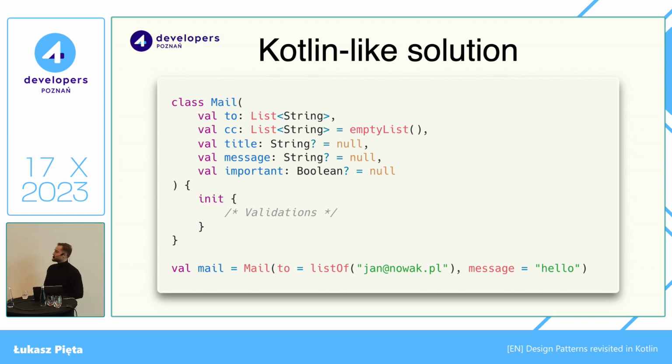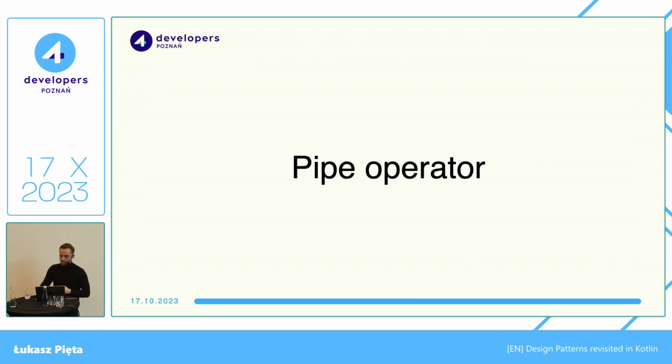The other thing is default params, which we can set in the primary constructor. In Kotlin, we construct objects using the primary constructor and the init block, in which we can put validations. So there's no more problem that the builder was meant to solve.